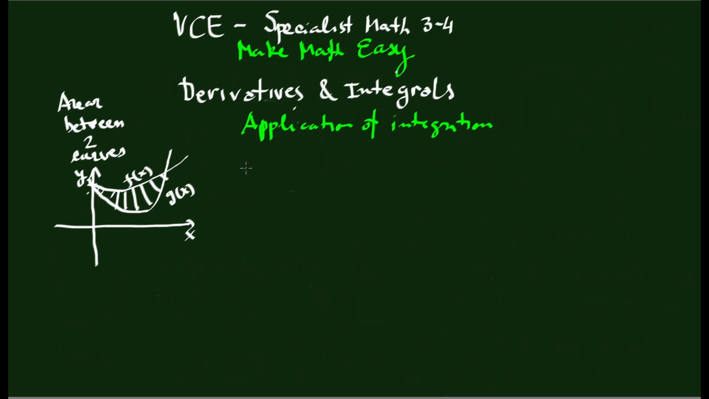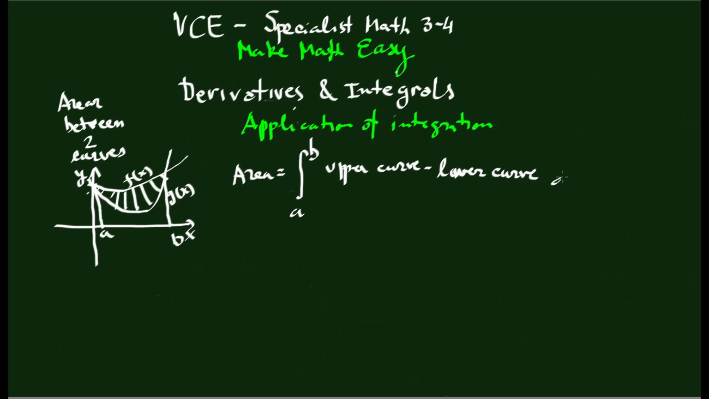So the formula is very simple. It says the area is an integral seen from, say this is point A, and here is point B. So that's an integral from the points A to B, and upper curve minus the lower curve. So upper curve minus lower curve dx.